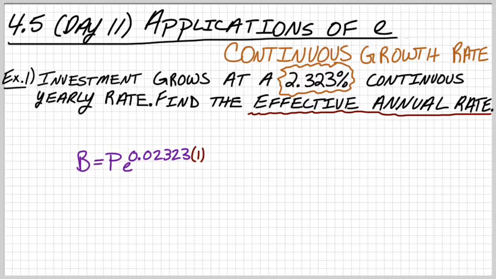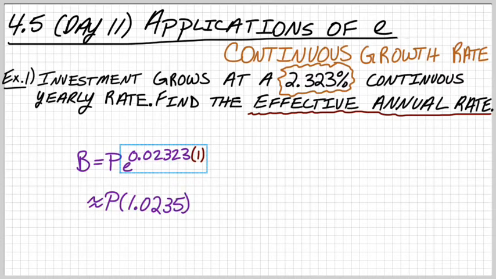So there's our formula. The continuous growth rate is in the exponent. For the effective annual rate for 1 year, we really just need to calculate e to this power. That'll tell us what the initial investment got multiplied by, so that'll tell us the annual percent. In blue there, that's what we're going to focus on. We can calculate that pretty easily, and I just took it to 4 decimal places here. So this is approximately P times 1.0235.